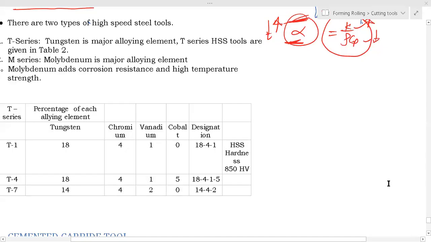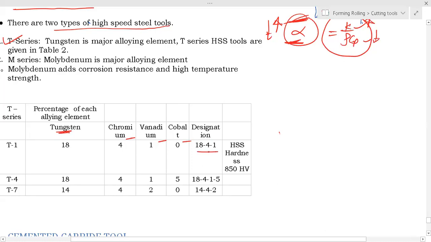Okay, so there are two types of high-speed steel tool. Can you see the two types of high-speed steel tool? One is called the T series. The other is called the M series. In the T series, the alloying elements are tungsten, chromium, vanadium, and cobalt.